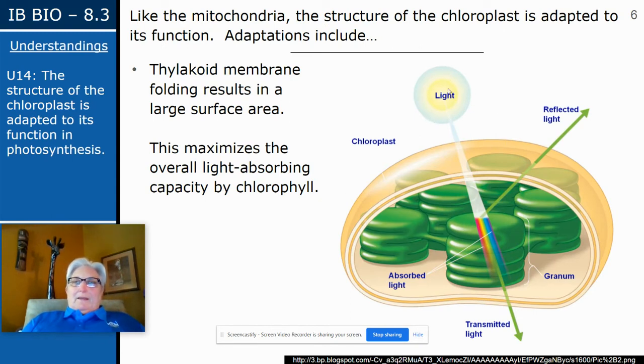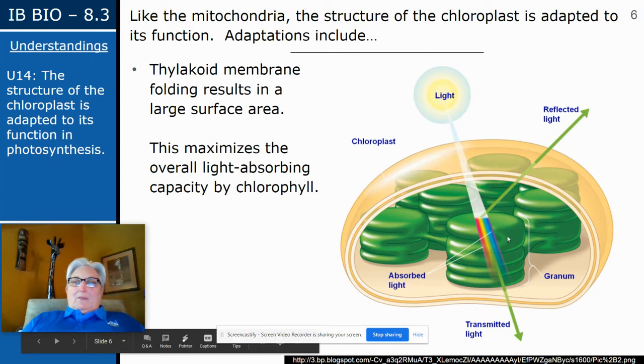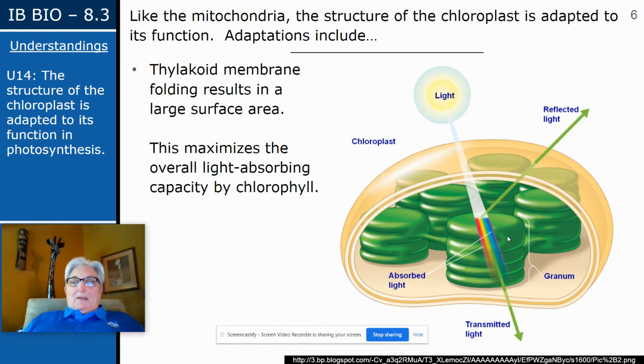So again, as review, light comes in, remember, following all arrows, into the thylakoid, and this is going to be embedded in the membrane portion. And in photosynthesis, we're going to end up doing a couple different things. So we'll take a look at everything that's going to happen inside there.